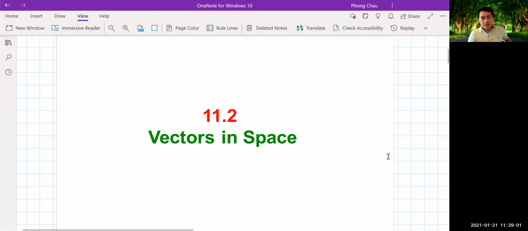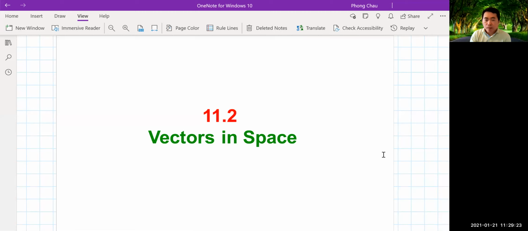Good morning. This is 11.2, Vectors in Space. As we go over the vectors in the plane, now we're going to expand the notion to three-dimensional space. So before we get to the vectors, we need to introduce the geometry of space.